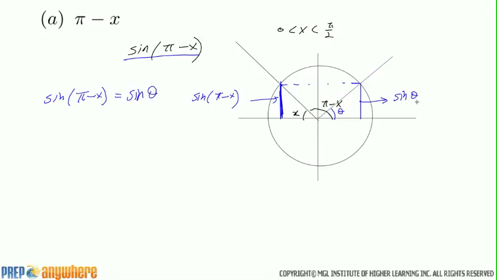But what is that theta? The theta is the same thing as this x. So we can simplify sine pi minus x. So sine pi minus x is equal to sine of x when x is between 0 and pi over 2. Now, to explain to you, I narrowed this down, but it doesn't have to be acute.